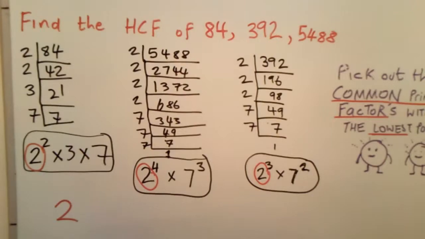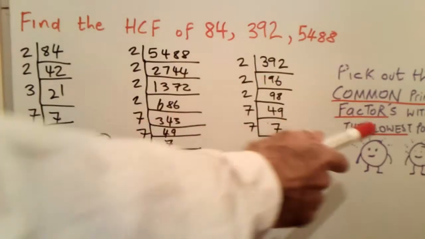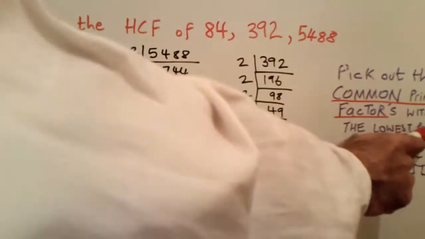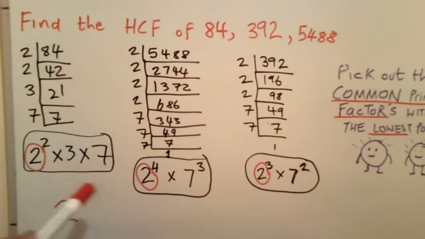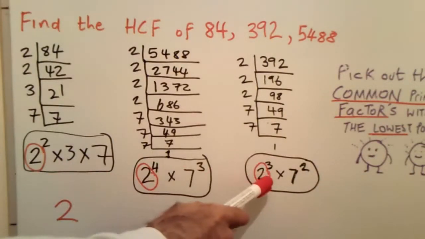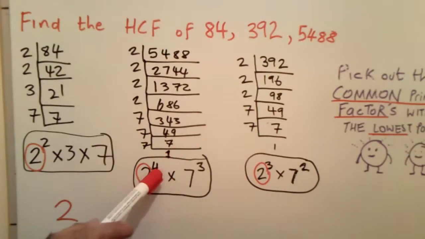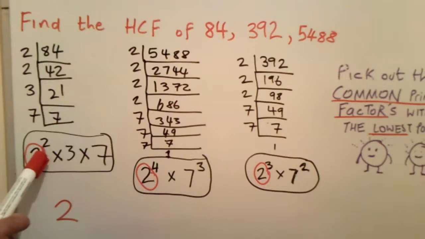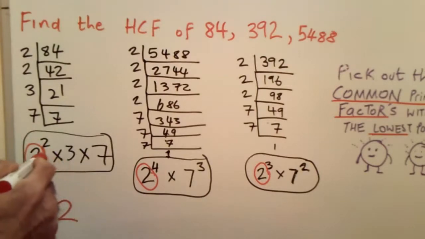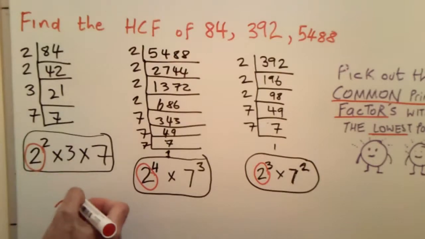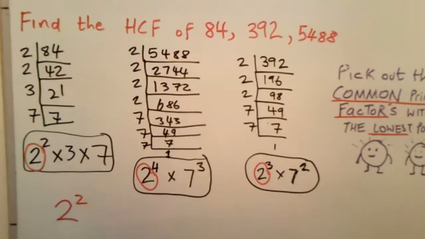Now remember the second criteria, which is the lowest power. So what is the lowest power of 2? We've got 2 to the power of 3 here, and we've got 2 to the power of 4, and we've got 2 to the power of 2. So which one are we going to pick? Yeah, we're going to pick this one, 2 to the power of 2. Okay, so we found our first number here.